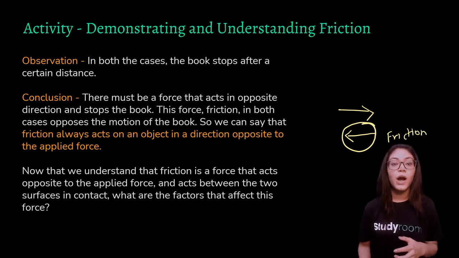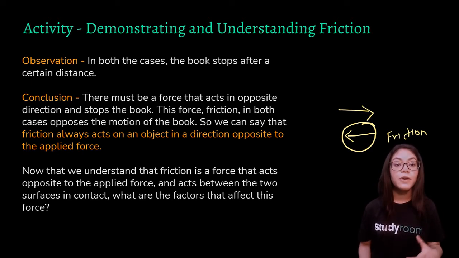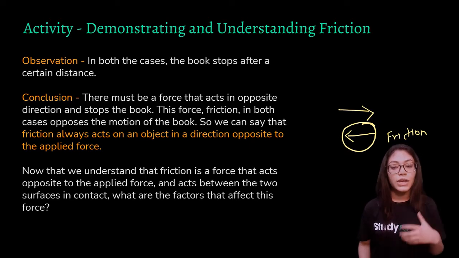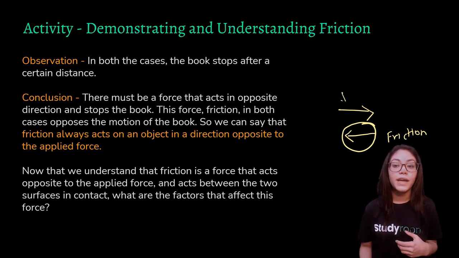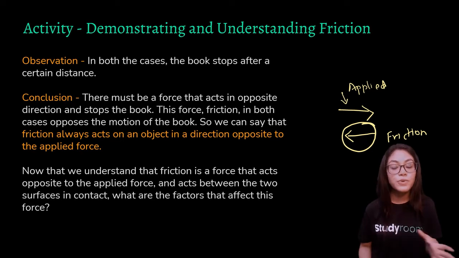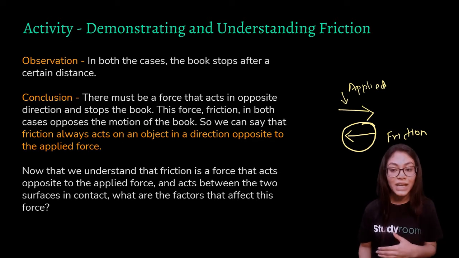Correct? Now we demonstrated this activity. In this activity, we can conclude that friction always acts on an object in a direction opposite to the applied force. So this is the applied force and this is the force of friction. So it is always going to act in a direction opposite to the direction of the applied force. If the applied force is in the right direction, the force of friction will always be in the left direction.